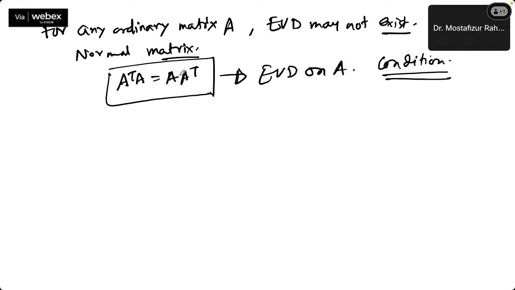Now Hermitian matrix directly follows this equation. Like A, or I can write A dagger A equals to A dagger. So that simplifies both the transposition and the Hermitian operations. Right?